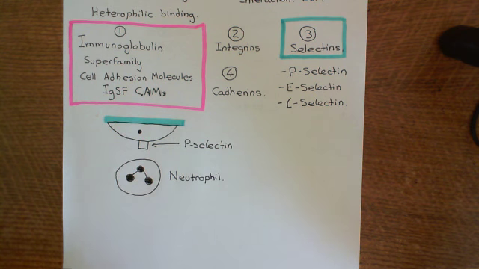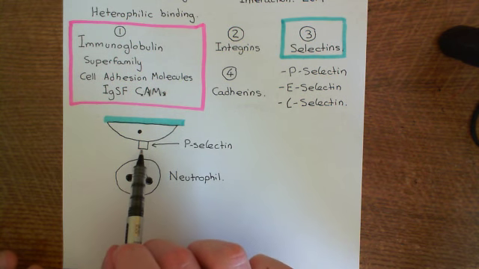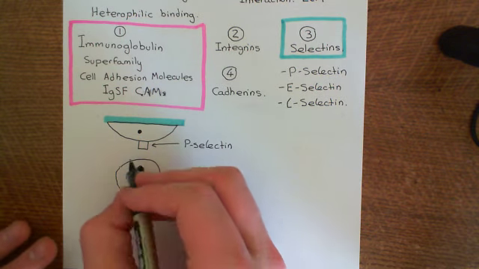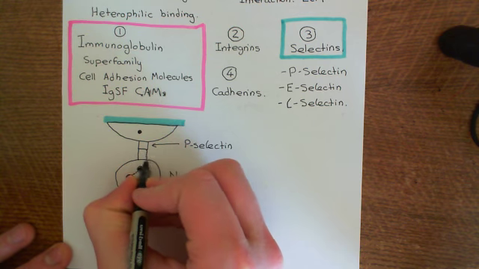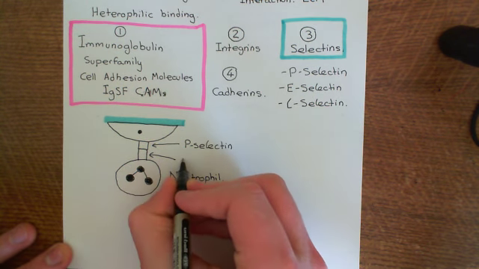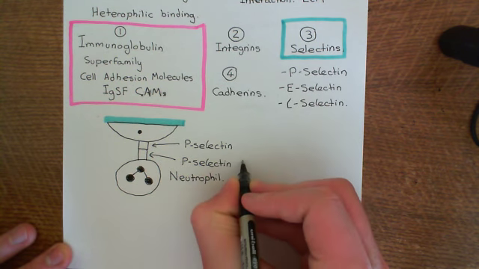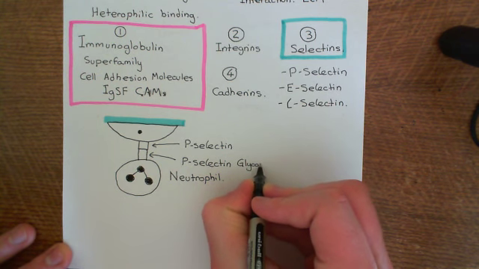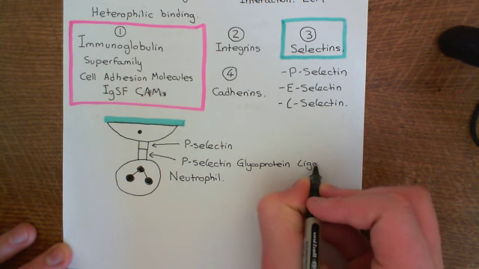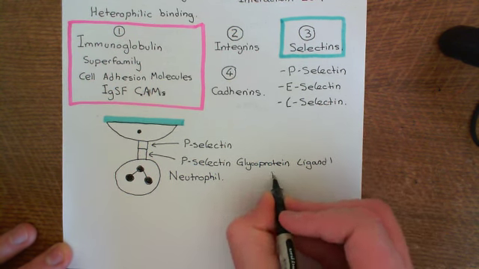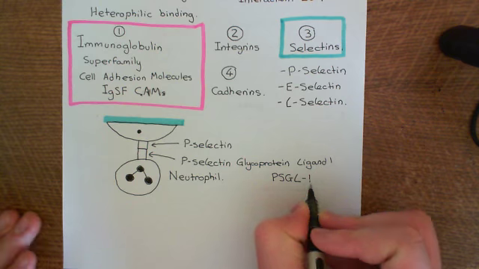Now usually they don't stick to endothelial cells, and this is because the endothelial cells usually do not have P-selectin on their surface. The neutrophils, however, always have the ligand for P-selectin on their surface, and the ligand for P-selectin is what's known as P-selectin glycoprotein ligand 1, and that's often abbreviated to PSGL1. For short, PS for P-selectin, G for glycoprotein, L for ligand, and then 1.